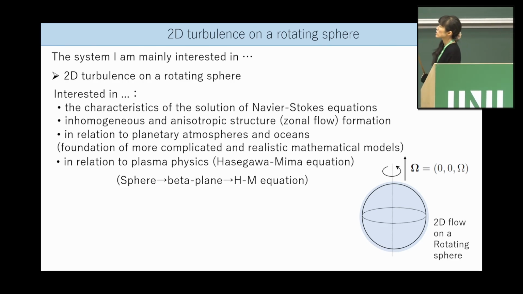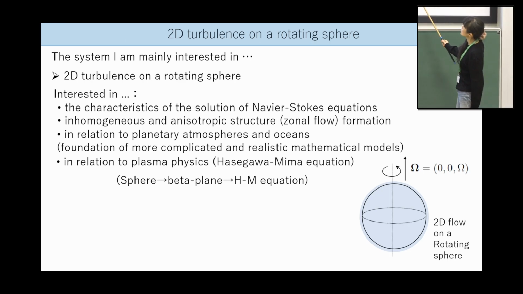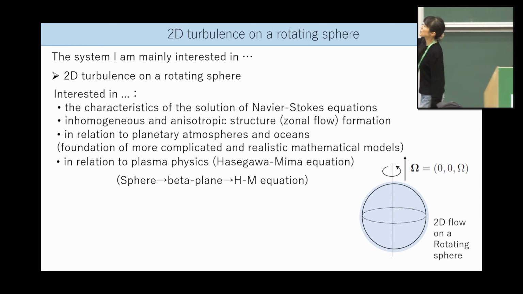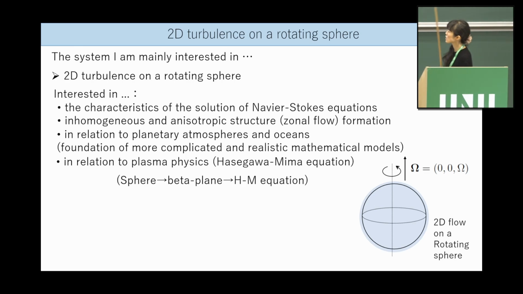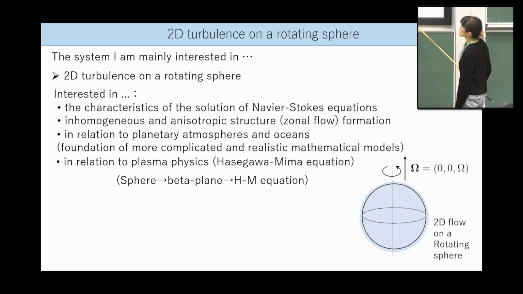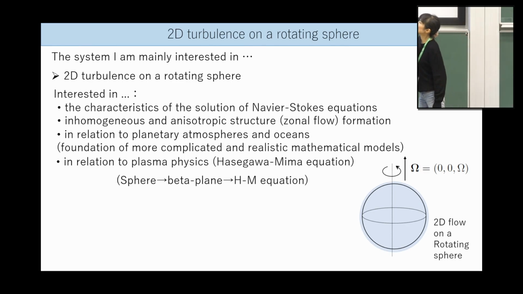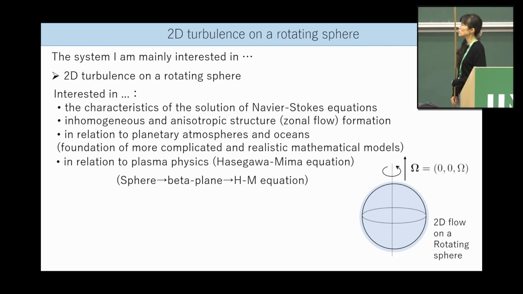And also I'm interested in this system in relation to planetary atmospheres and oceans, because two-dimensional flow on a rotating sphere can be a foundation of more complicated and realistic mathematical models for these things. And also, I'm interested in the system in relation to plasma physics through the Hasegawa-Mima equation. We consider a spherical geometry in this talk, but if we consider the tangent plane approximation, which is called the beta plane, then the obtained equation of motion has the same mathematical structure as the Hasegawa-Mima equation, which is used in plasma physics.